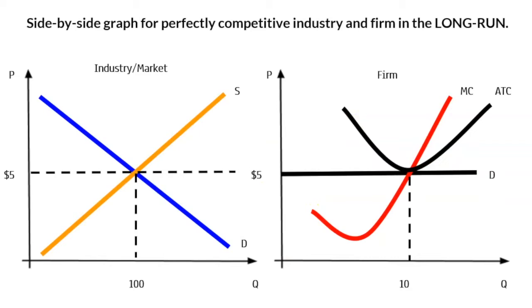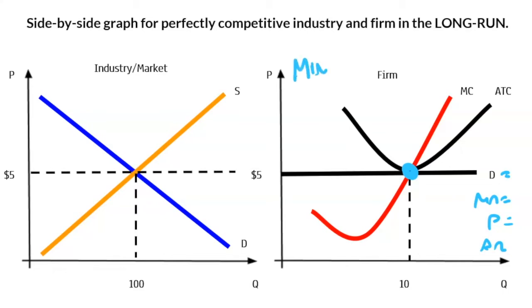All right. So here, in the long run, this is what your graph should look like, or any single graph for perfectly competitive firms and markets. This is what it looks like. The key factor here is where the ATC, marginal cost, and our demand curve, which remember is also our marginal revenue, price, and average revenue, all intersect.